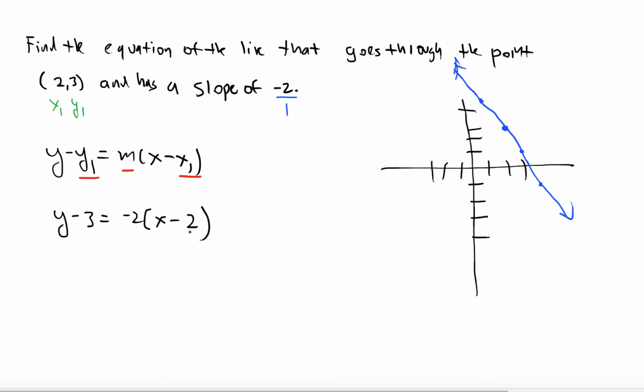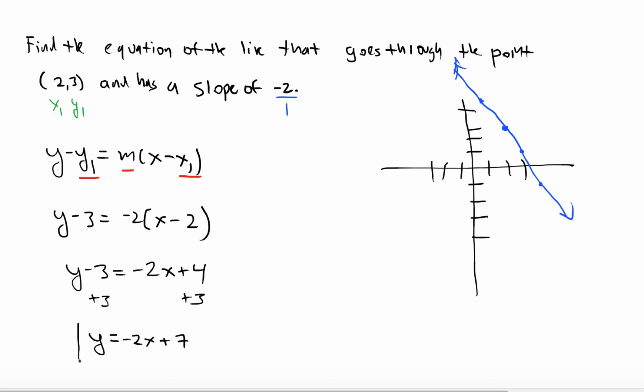Now, usually we do leave the answer in slope-intercept form, which means we want to solve for y. So let's go ahead and distribute the right side here. We'll distribute the -2 to get something like that. And then finally, we'll add the 3 to both sides to get our final answer, right? y is equal to -2x plus 7.